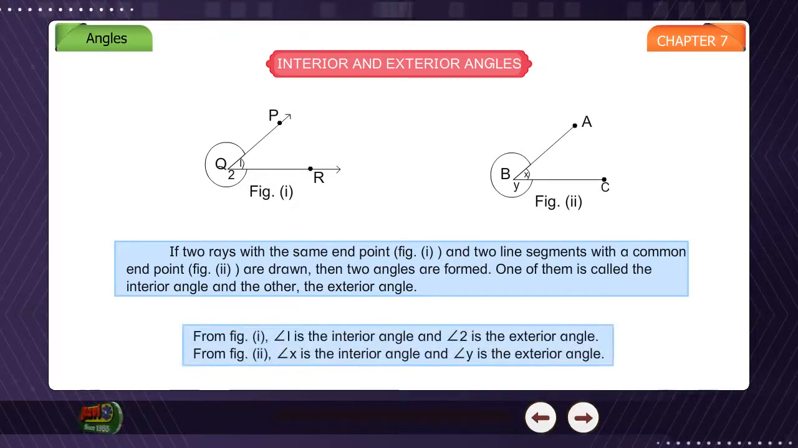From figure 1, angle 1 is the interior angle and angle 2 is the exterior angle. From figure 2, angle X is the interior angle and angle Y is the exterior angle.